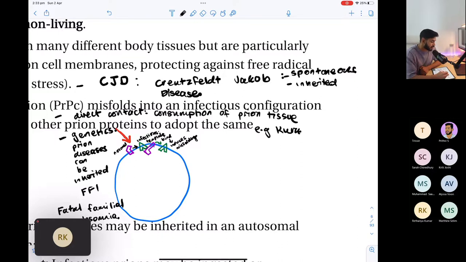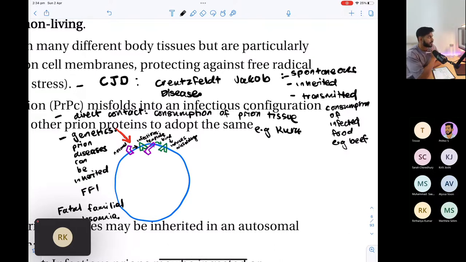Okay. And it can also be transmitted. So there are certain cows that have mad cow disease, which is the cow version of CJD. And consumption of beef tissue, consumption of infected food, e.g. beef, has been responsible for a small set of CJD cases as well.